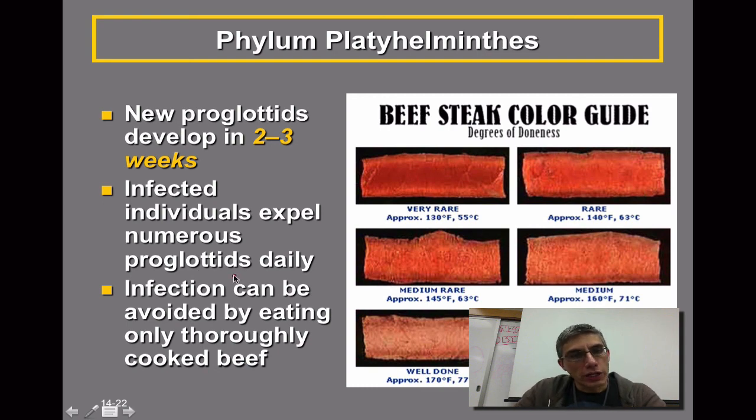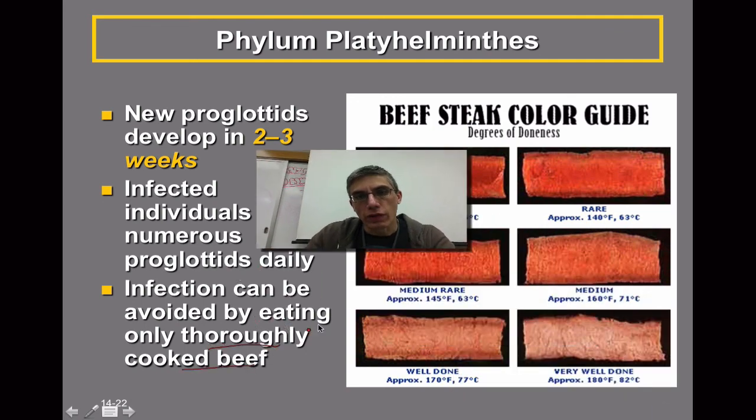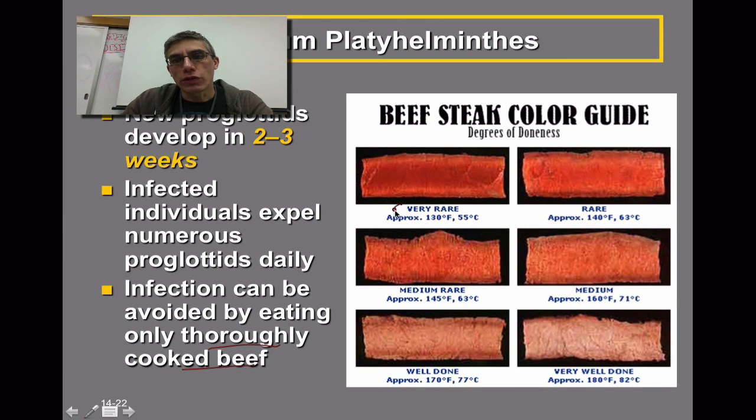Now, you can protect yourself from a tapeworm infection by making sure to thoroughly cook your beef. So if you're a person who likes your beef either very rare, simply bloody, rare, medium, you're probably putting yourself at risk for infection from tapeworms if you have an animal that has been infected. But if you make sure that your beef is cooked well done, or even very well done, then cooking at these temperatures can actually destroy those proglottids.